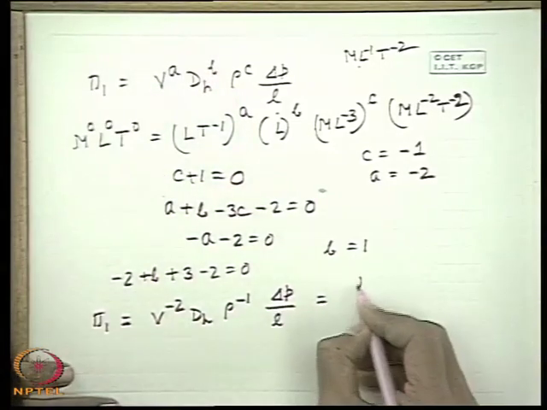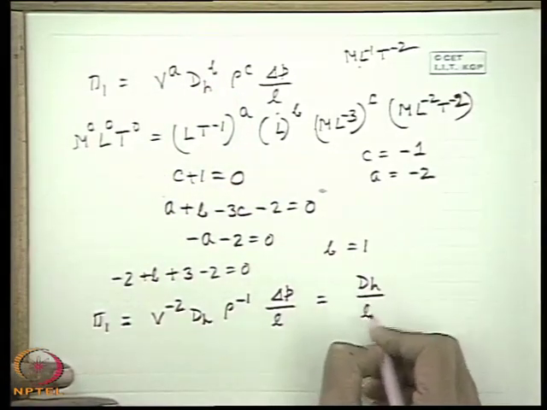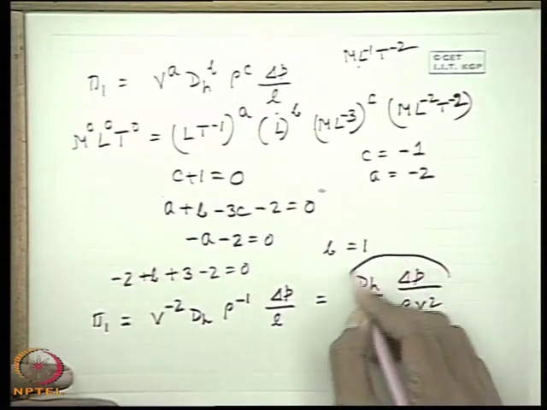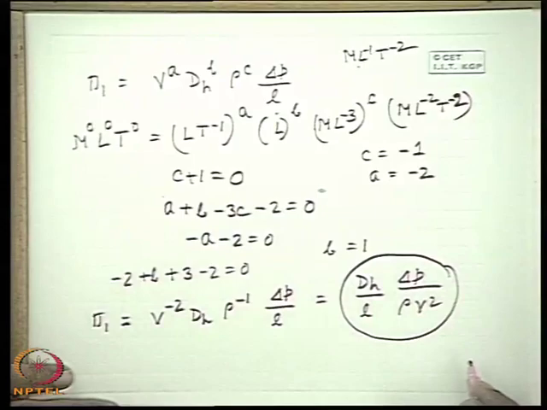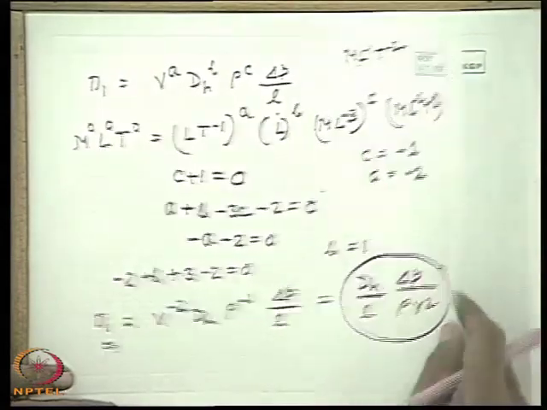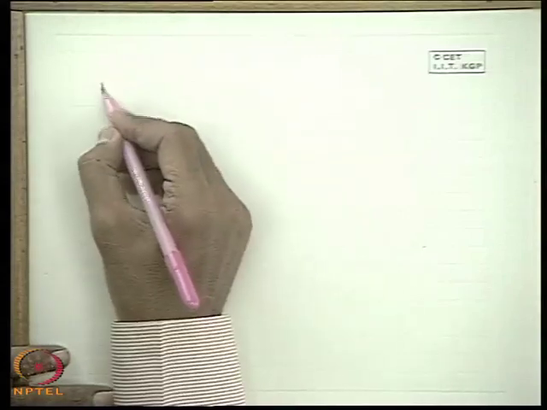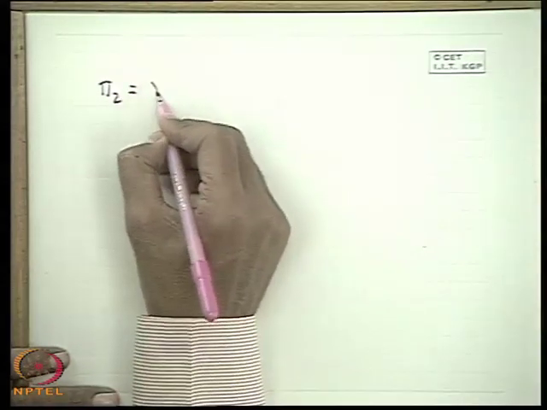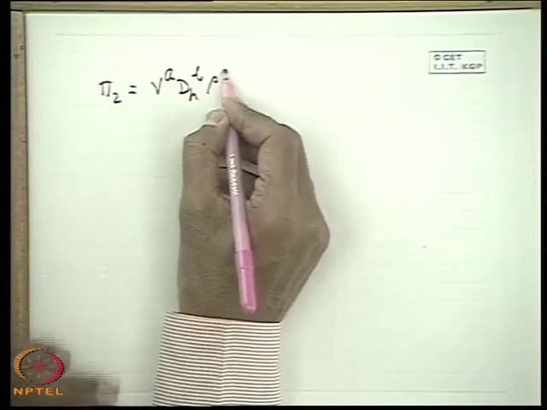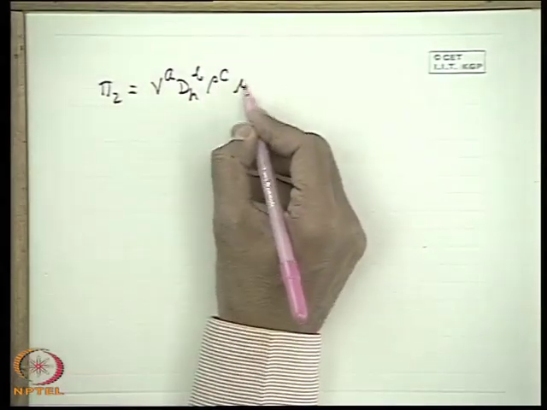So this will be dH by L times delta P by rho V square. You see, this is precisely the first pi term, which is the friction factor. So this is pi 1. Second, pi 2 terms is V to the power A, dH to the power B, rho to the power C, and another term is mu.